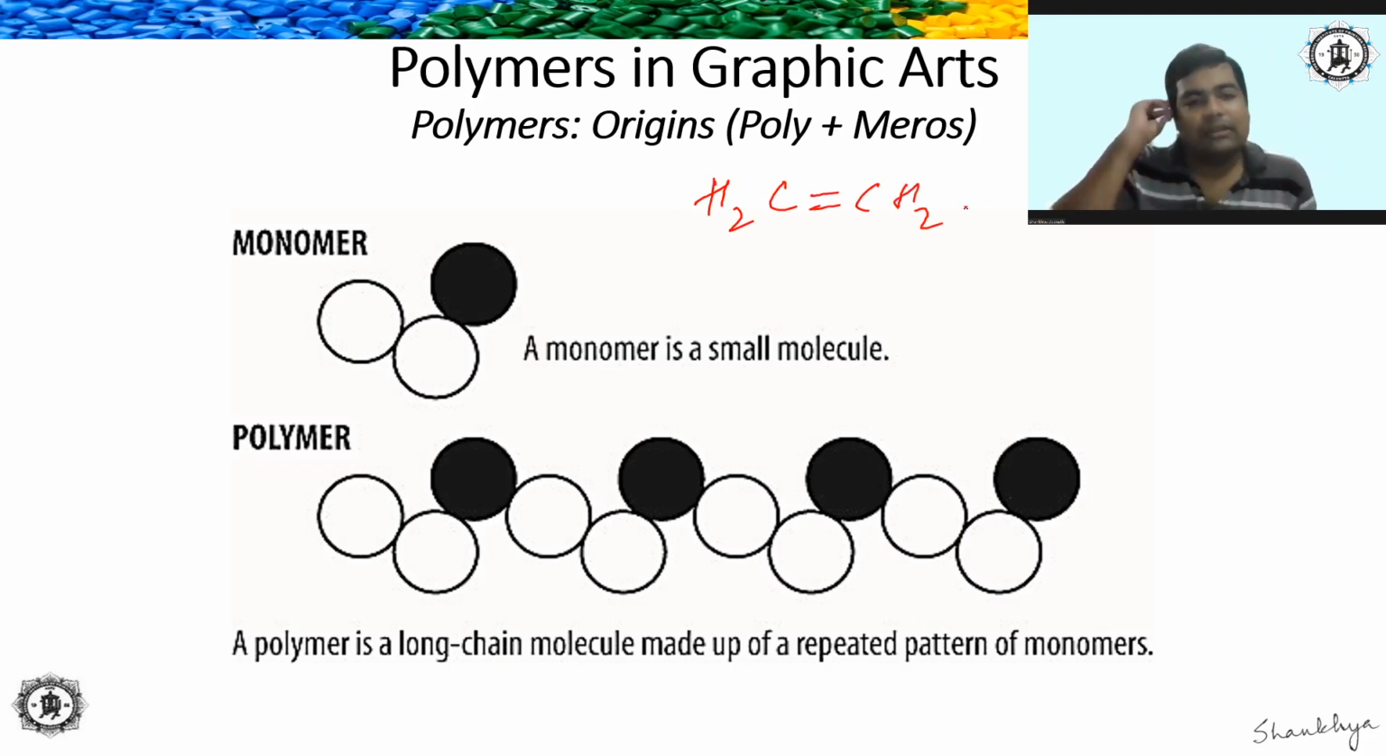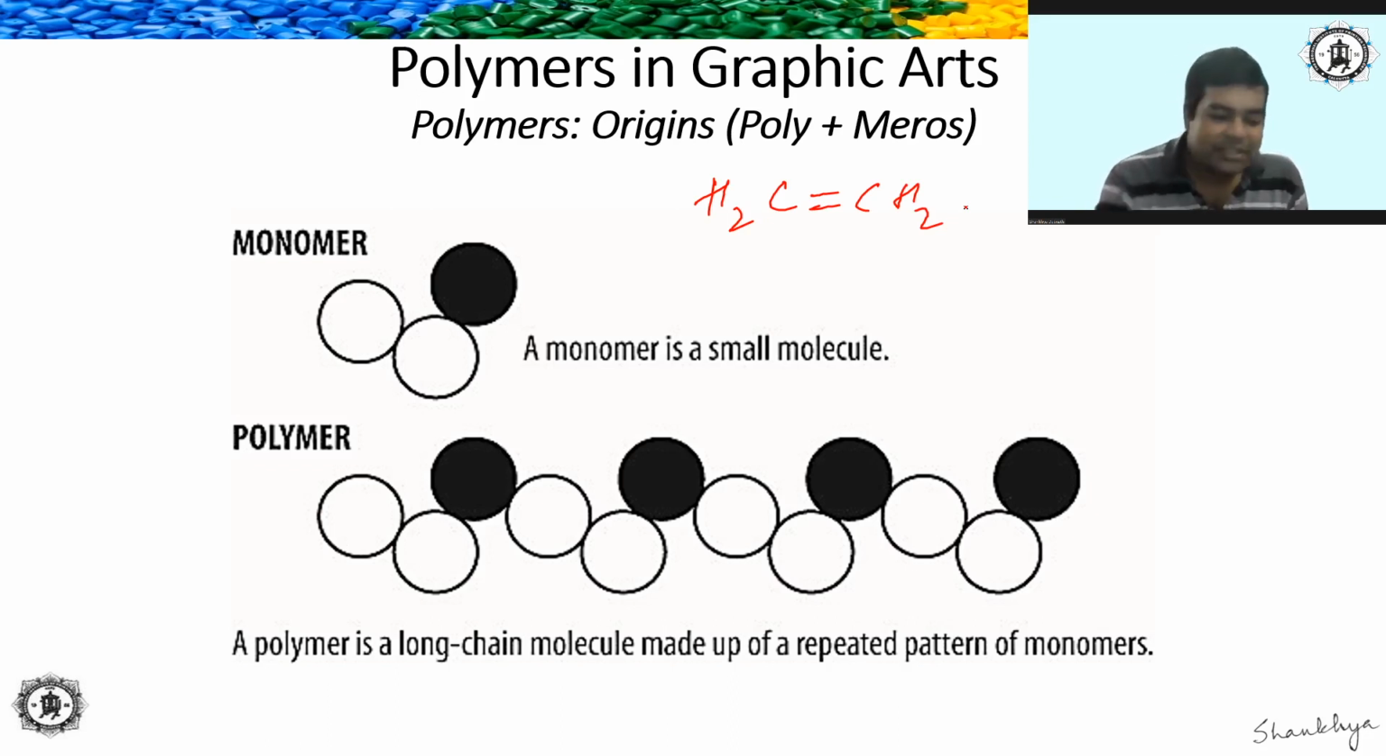This is what? Pause the video, give yourself the answer. This is ethylene, right? We all know this. Under normal conditions of temperature, pressure, etc., this is basically in the gaseous state, right? But when it is subjected to a different set of conditions and in the presence of certain catalysts, it transforms from the gaseous material to a transparent solid which is known as polyethylene.